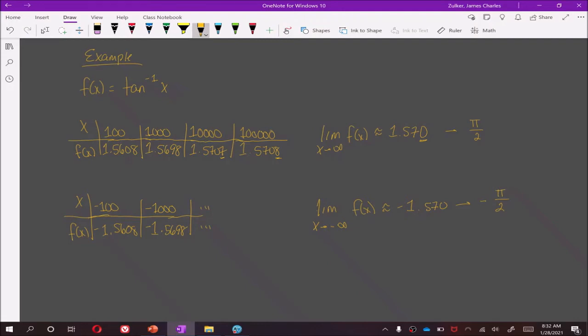Okay. Now let's look at how to evaluate limits at infinity algebraically.